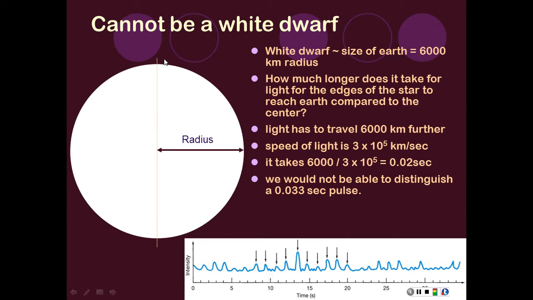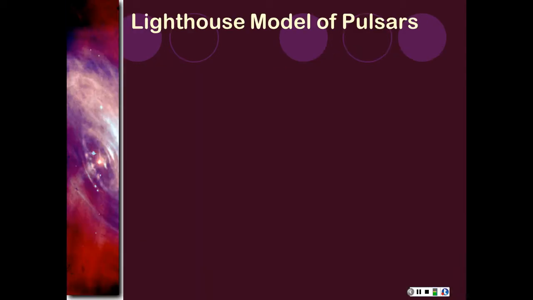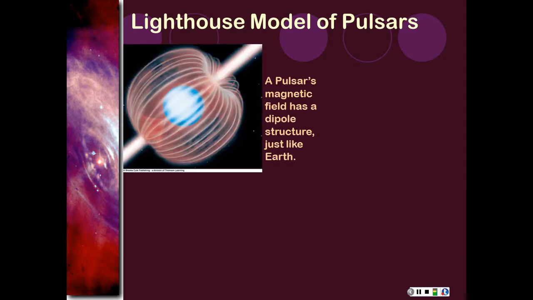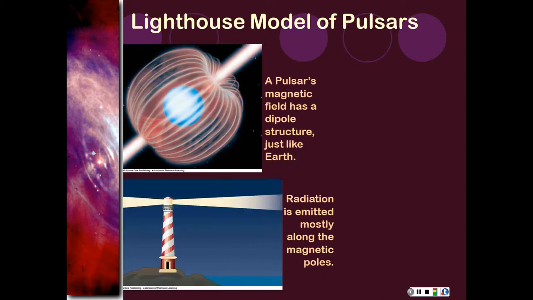So we know that it can't be a white dwarf. And so the current model for what is giving rise to these pulsars is that it is a neutron star that behaves like a lighthouse. So what you've got is a really strong magnetic field, and it's channeling radiation from the surface of the star to be beamed out through the poles of the magnetic field. And so what you get is something that is like a lighthouse.